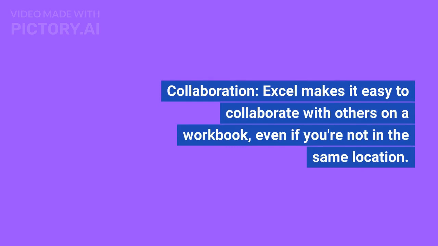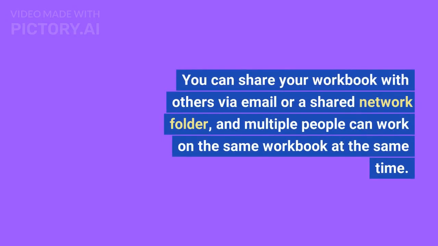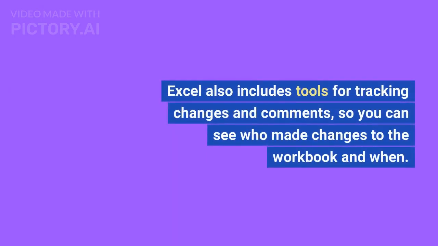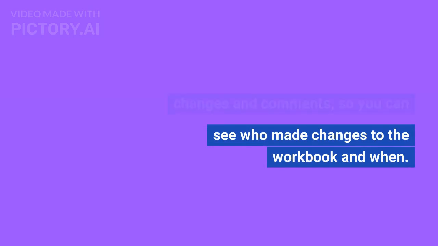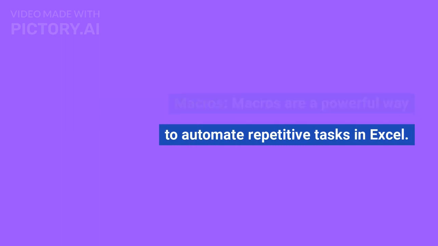Collaboration. Excel makes it easy to collaborate with others on a workbook, even if you're not in the same location. You can share your workbook with others via email or a shared network folder, and multiple people can work on the same workbook at the same time. Excel also includes tools for tracking changes and comments, so you can see who made changes to the workbook and when.